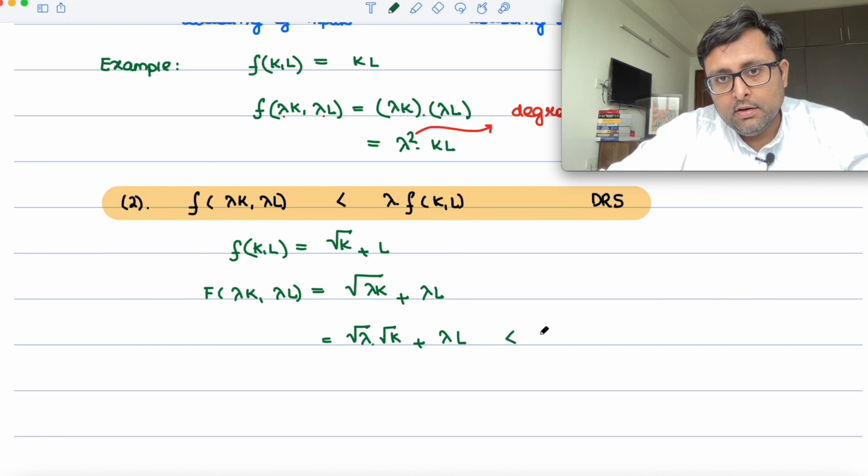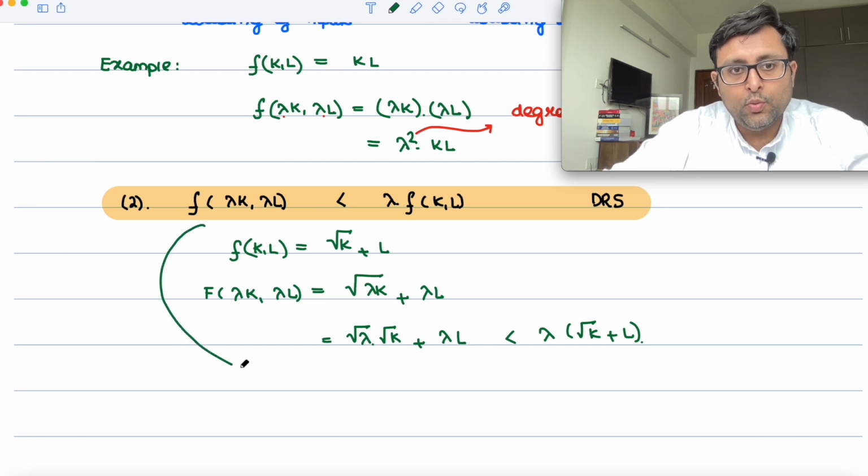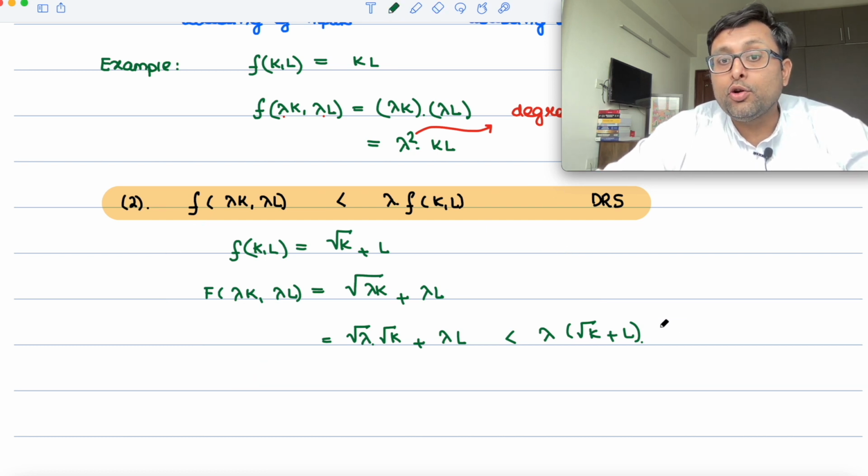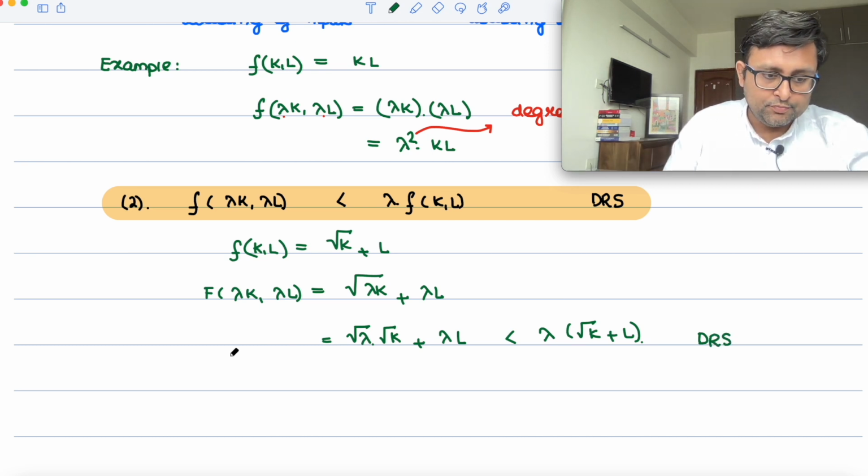Now this is less than lambda. This is what f of lambda k lambda l is. This is what lambda f of kl is. So the increase in output by doubling of the inputs is less than double of the output. So this is the case of decreasing returns to scale. So it is not that you need a homogeneous function only in order to tell what the returns to scale is. No, that's not necessary.